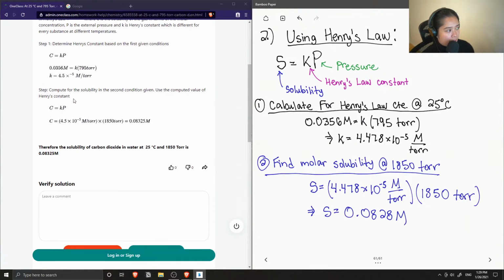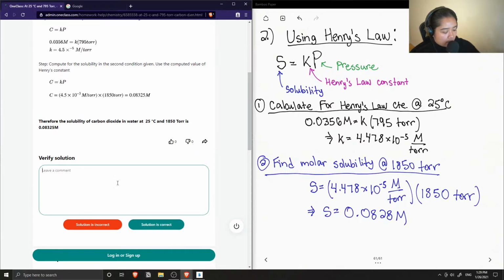Yep. And now they computed for the solubility in the second condition given, using the computed value of Henry's constant. So they just plugged in their K value and ended up with the same solubility, around 0.083 moles per liter. So this solution is correct.